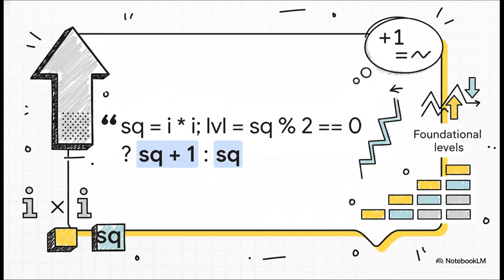And it's not so secret after all, is it? It just takes a number, squares it, and makes sure the result is odd. That's it. That simple formula creates the foundational level for the entire strategy. It's a perfect example of how complex-looking tools can come from really simple rules.